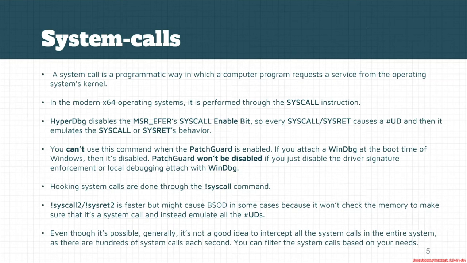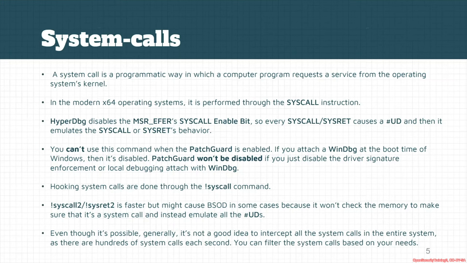But if I want to briefly explain it, the !syscall2 command just tries to emulate without accessing the memory, which means that it won't check whether the instruction that caused the undefined exception is actually a syscall or not. It just decides based on the situation, based on the instruction pointer. So it's generally safer to run the first variant.